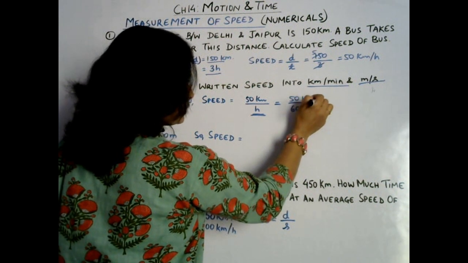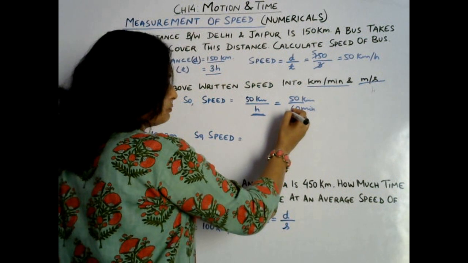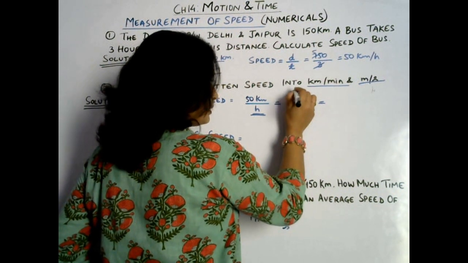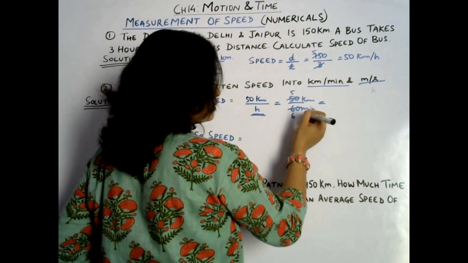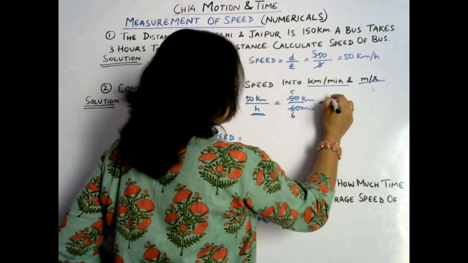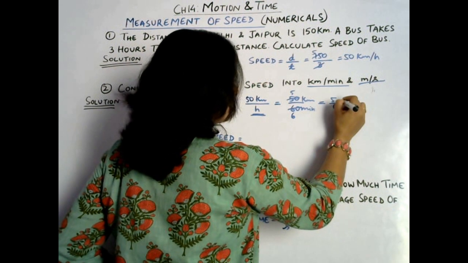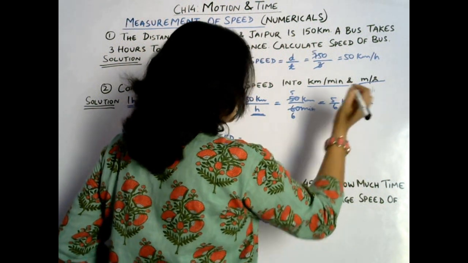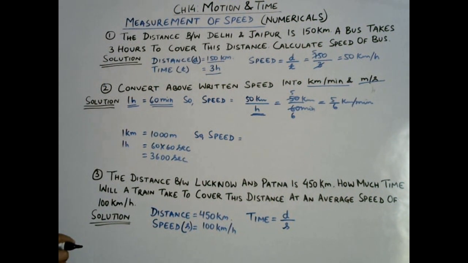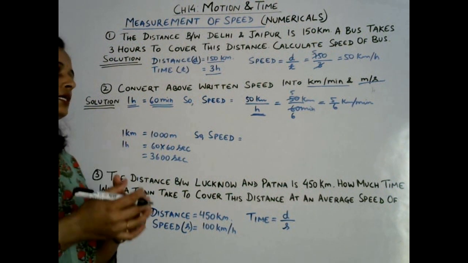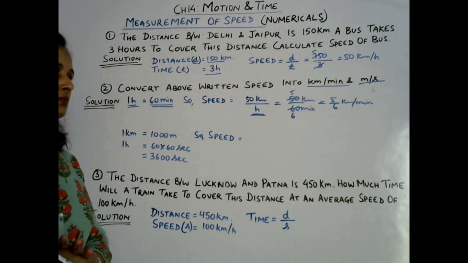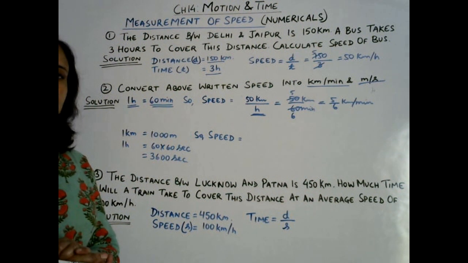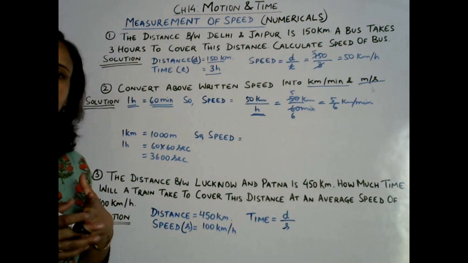So 50 km upon 60 minutes. So divide it by 10. 10 5s are 50, 10 6s are 60. So this is 5 upon 6 kilometer per minute. The speed of the same bus in kilometer per minute is 5 upon 6 km per minute. That means it is covering 5 km in 6 minutes.